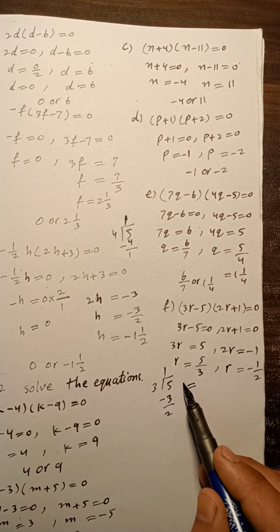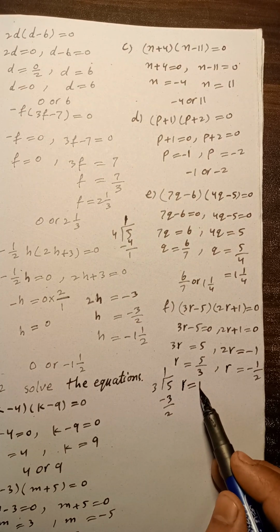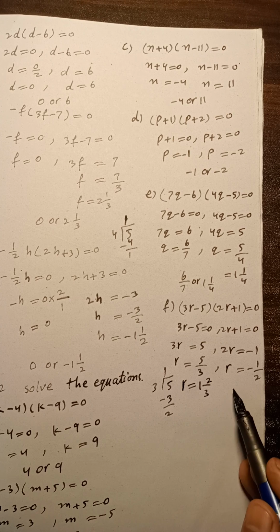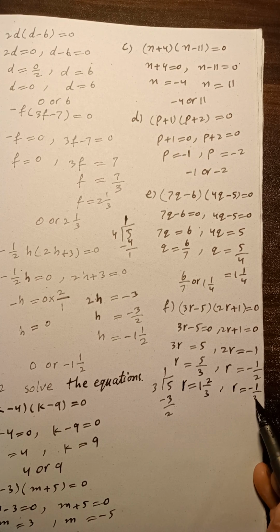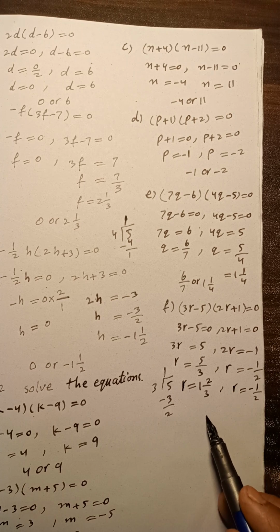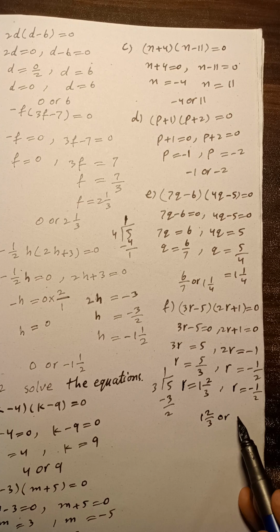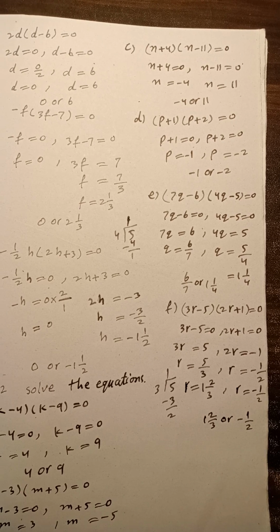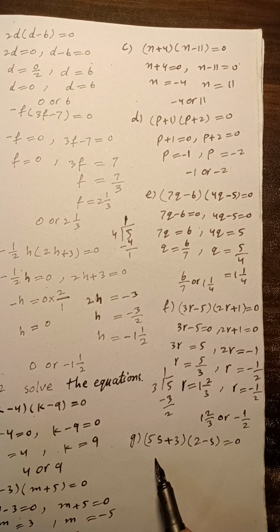5 will be divided by 3, 3 ones are 3 and after subtraction you will get 2. So its answer is r is equal to 1 first, 2 here and this 3 here, and from the other side minus 1 over 2 will remain the same. Now write the answer 1 whole 2 over 3 or minus 1 over 2. These are our answers.